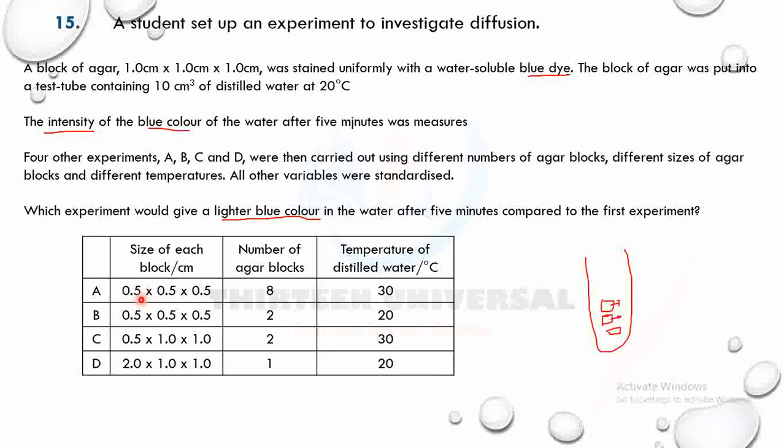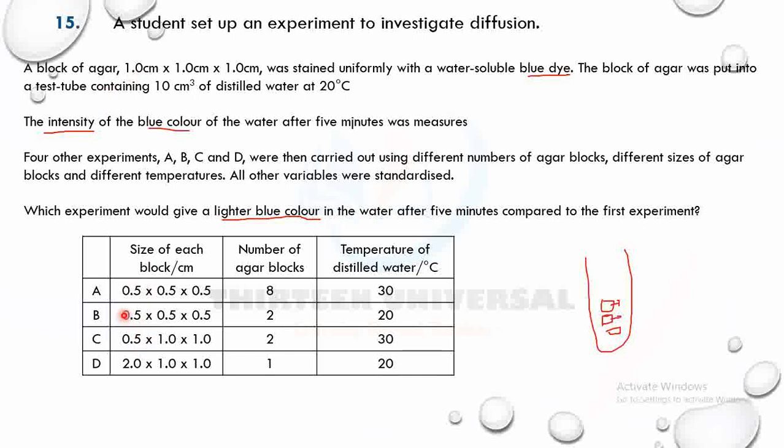Option A has a larger surface area to volume ratio. Can you see? Smaller length: this is 1 cm, this is 0.5. And it is also at a higher temperature, so it can never have a lighter blue color, because the diffusion will be faster compared to the original one. And if you check C, C has a higher temperature, so there will be a higher rate of diffusion, and it also has a smaller length compared to the original.